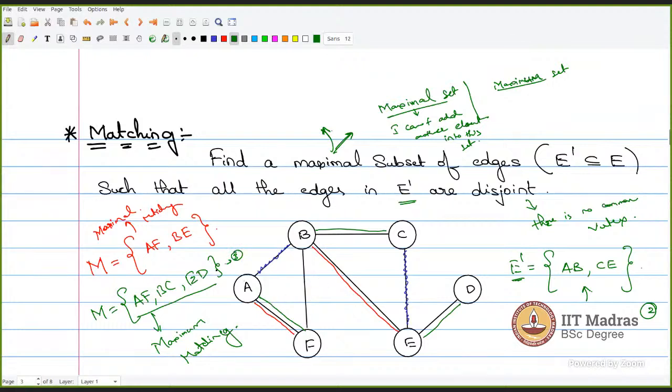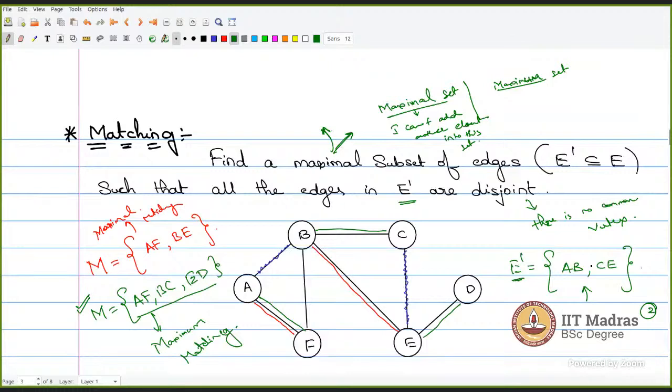Maximum. This is maximum. Yes. Okay. So this is maximal: if I add one more element into this, that breaks the condition or fails the property of what we are trying to find.